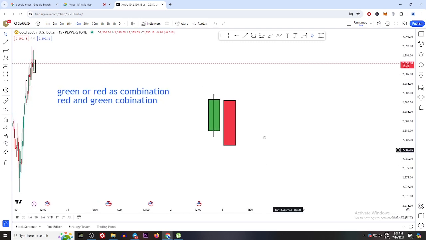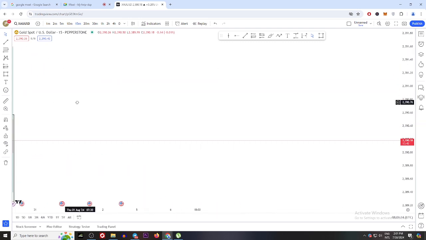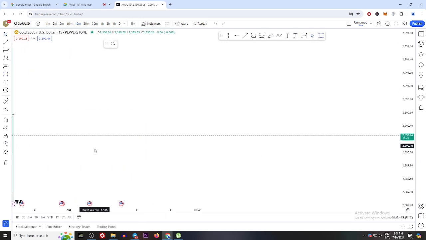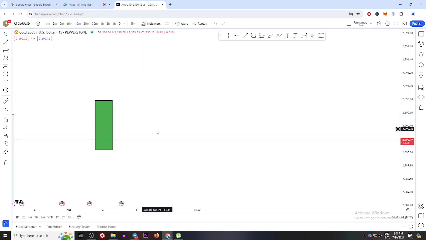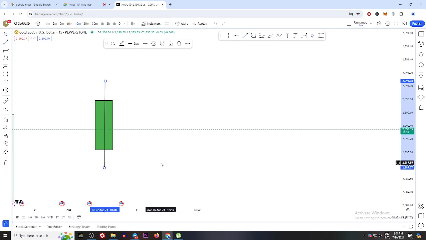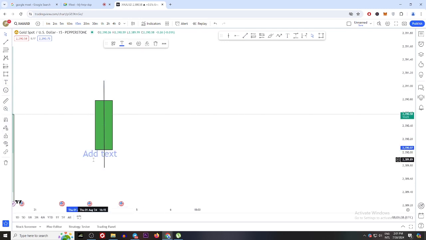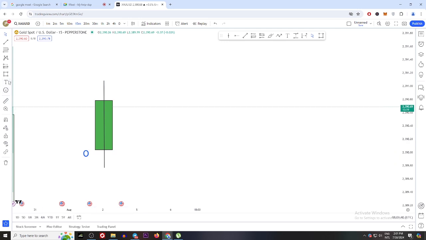Now, let's talk about something else: how we have two different colors of combination. Let's draw a green candle. This is a green candle, and definitely we are going to have a wick. When we have a wick, how does this candle formation happen? Basically this is the bottom area where we have the open, and this is the upper area where we have the close.